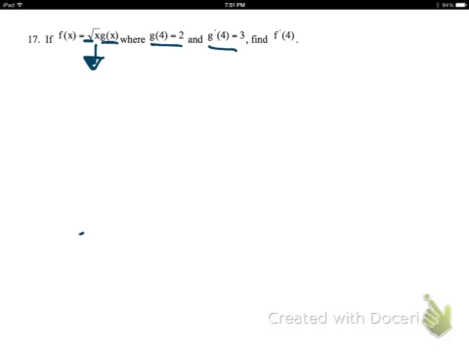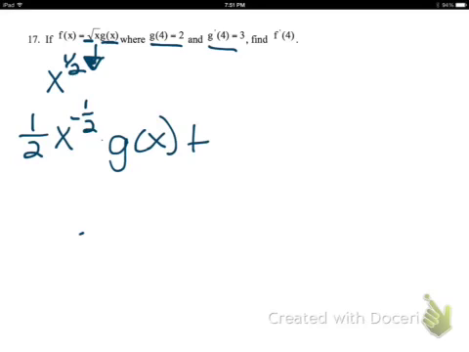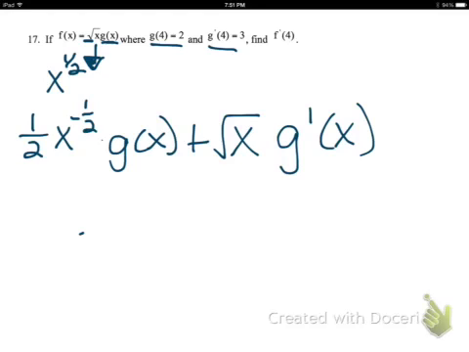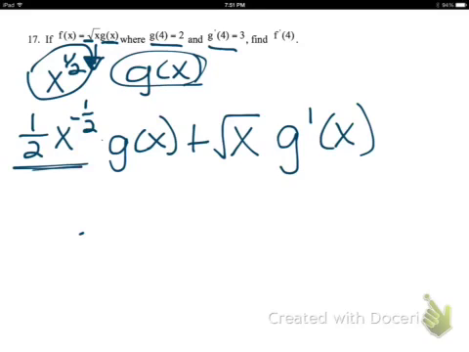The derivative of root x is, remember, root x is the same thing as x to the 1/2. So it would be 1/2 x to the negative 1/2. That's the derivative of root x times g of x plus, leave f the way it is, times the derivative of the second function, which would be g prime of x. So that's using the product rule, where the first function is x to the 1/2, the second function is g of x. I'd have the derivative of the first function times the second plus the first function times the derivative of the second.